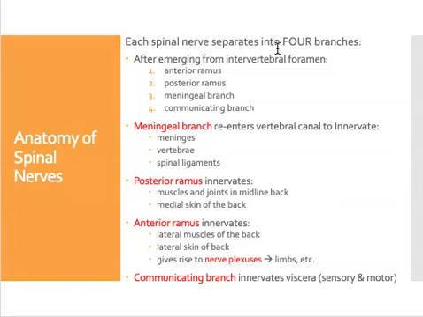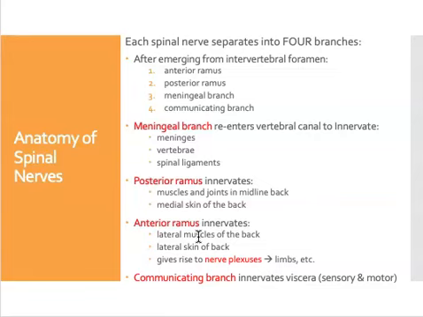Now, the names of the 4 branches are the meningeal branch, the communicating branch, the anterior ramus, and the posterior ramus. This word ramus just means branch. So if it's easier mentally, just think of them as branches. Meningeal branch, communicating branch, anterior branch, posterior branch. But the anterior and posterior are still most commonly referred to as rami or ramuses.